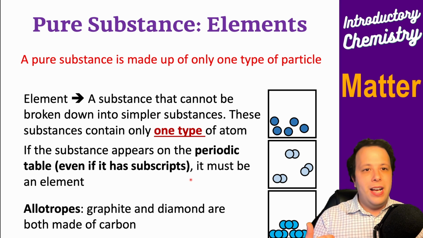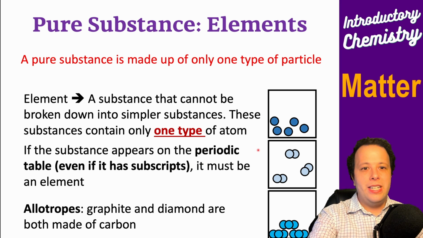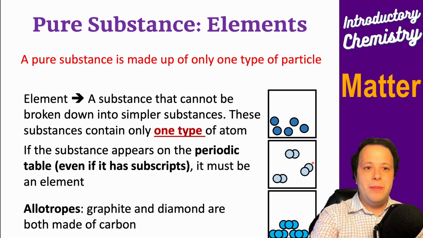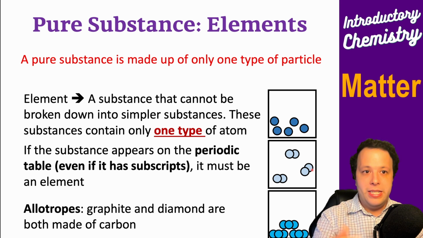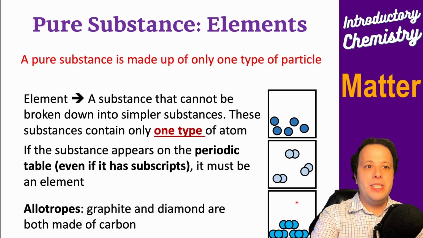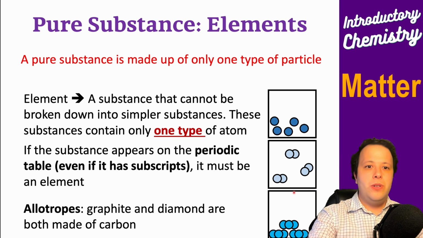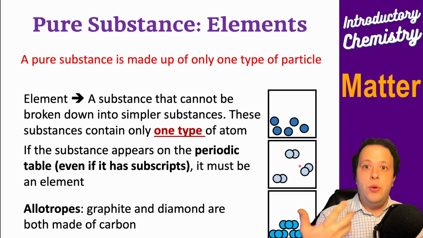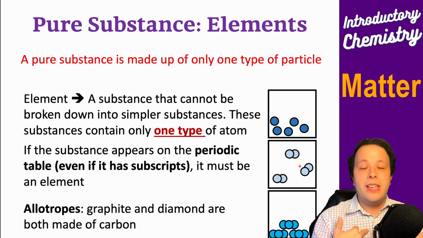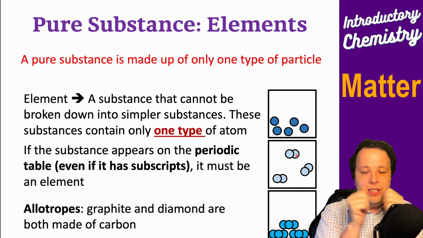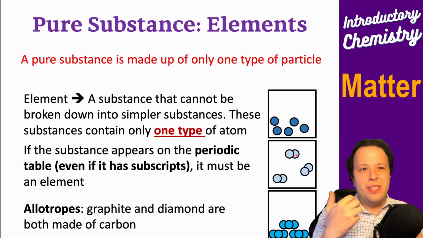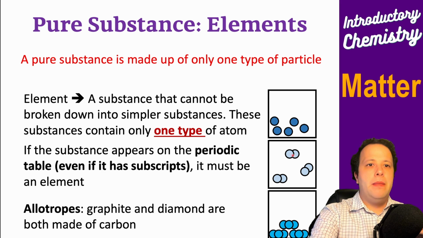Now, atoms don't always necessarily exist by themselves, like this little top picture here. Sometimes they might be bound to themselves in different arrangements. However, they are still just one type of atom. An example is O2, oxygen gas, right? You're breathing in O2 right now, and it's still one element, but the atoms just happen to be connected. So it's a little different than a compound.